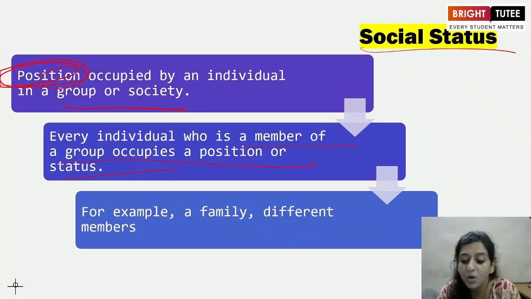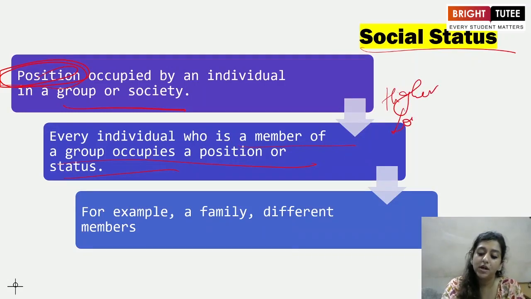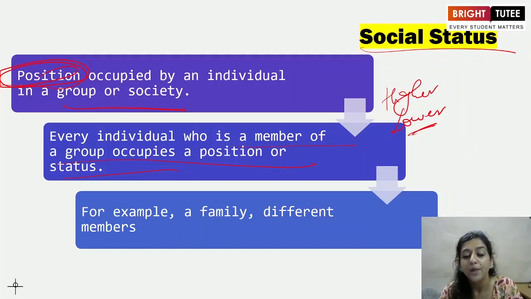It is about the higher or the lower, in terms of acceptability, or in terms of being involved in the group; that status is there. They've taken an example of the family members of a family, wherein there are different members. Now all these different members do have their roles, their status, their position.